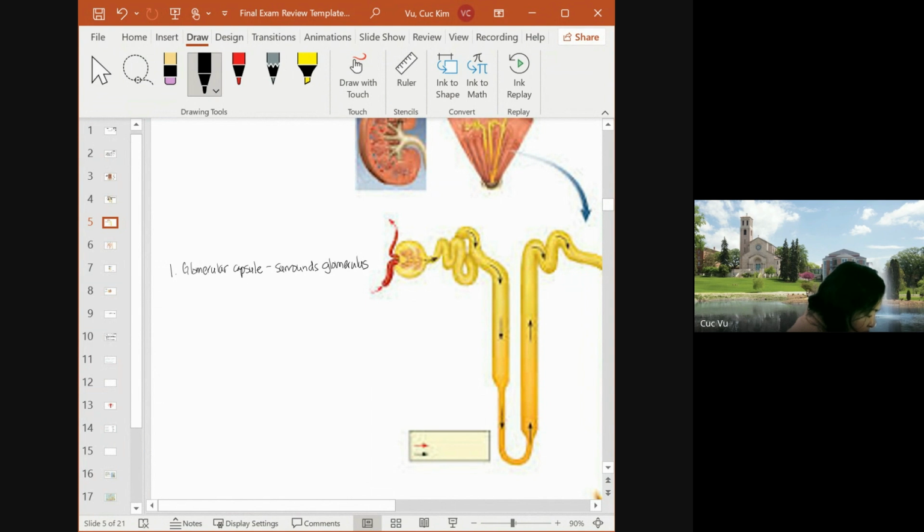Perfect. Now the glomerular capsule is going to have an outer layer and an inner layer. So what's on the outside versus what's on the inside? It has the parietal layer and the visceral layer. Now within the visceral layer, the one on the inside, it's going to be composed of a particular type of cell called podocytes.